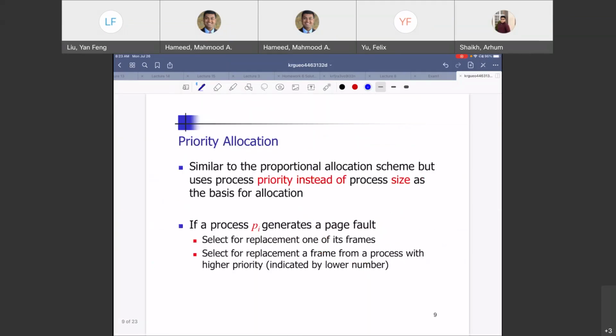Next, priority allocation. So higher priority gets higher allocation. This is allocation based on priority.